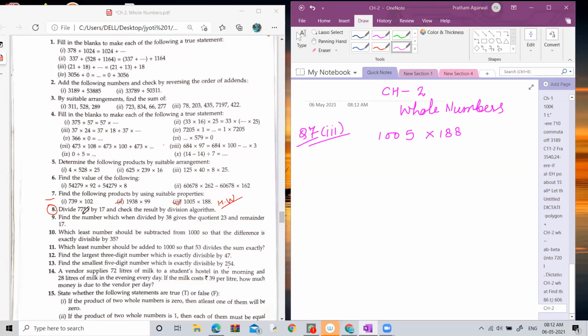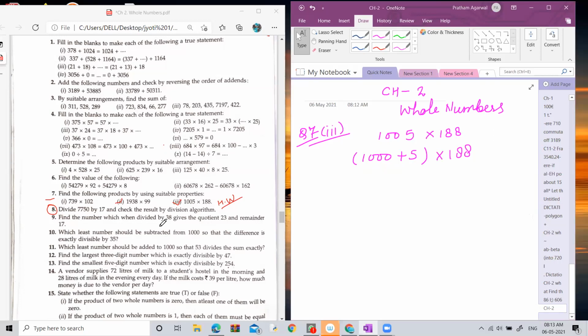Okay. So here you have to find the product of these two numbers, but not in the usual way. You have to find the product by using a suitable property. So which number do we have to break for a suitable property? Who is going to tell me? We have to break 1005 into 1000 plus 5. Can we write 1005 like this, 1000 plus 5? If yes, please show the thumb.